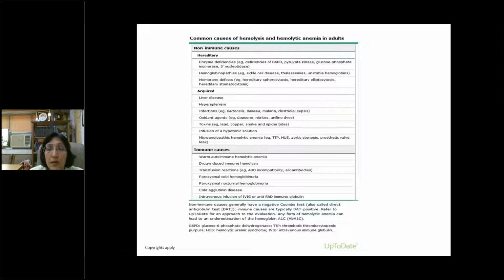This is usually life threatening. TTP, thrombotic thrombocytopenic purpura, and hemolytic uremic syndrome, in which the patient presents with massive hemolysis, may or may not be associated with renal failure, and requires urgent attention and emergency measures, otherwise we will lose the patients. And there are some immune causes, which may be warm autoimmune hemolytic anemia.